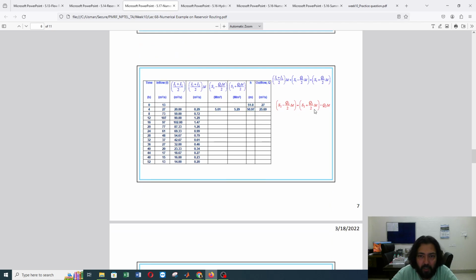So by using this value and this equation, we are going to calculate the term S2 minus Q2 delta T by 2, right? So how we can get it is 5.29 minus 25.69 multiplied by delta T. So delta T here is 4. It is in hours, so we can convert that to seconds, and also this is in meter cube, and these values are in million meter cube. So we need to calculate this also in million meter cube. So we'll divide this value by 10 to the power of 6.